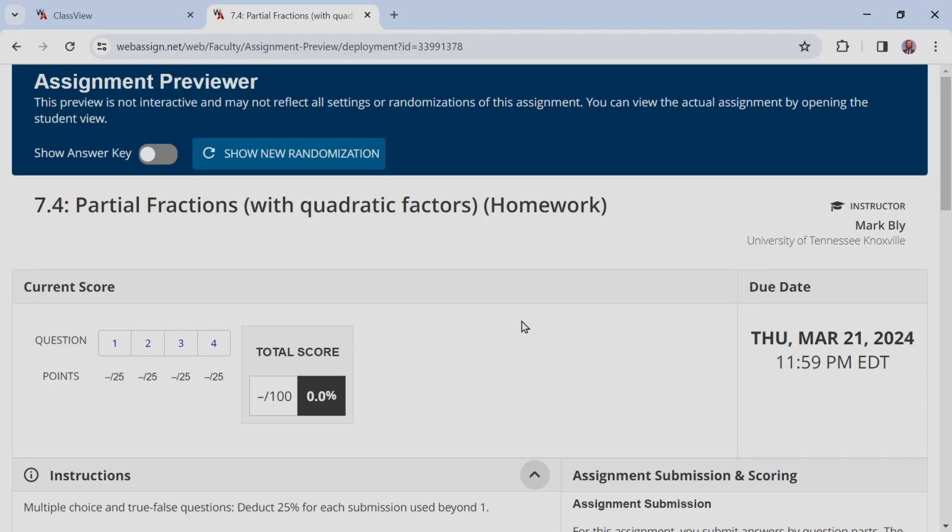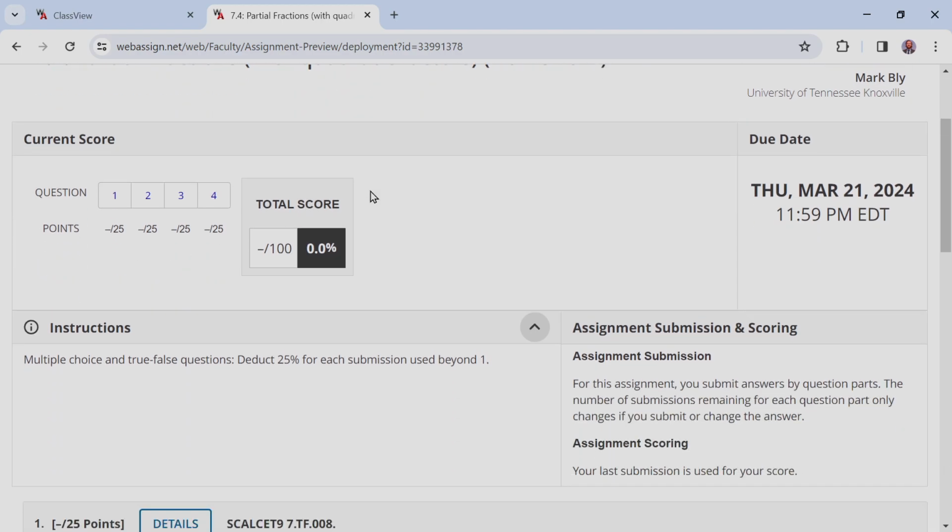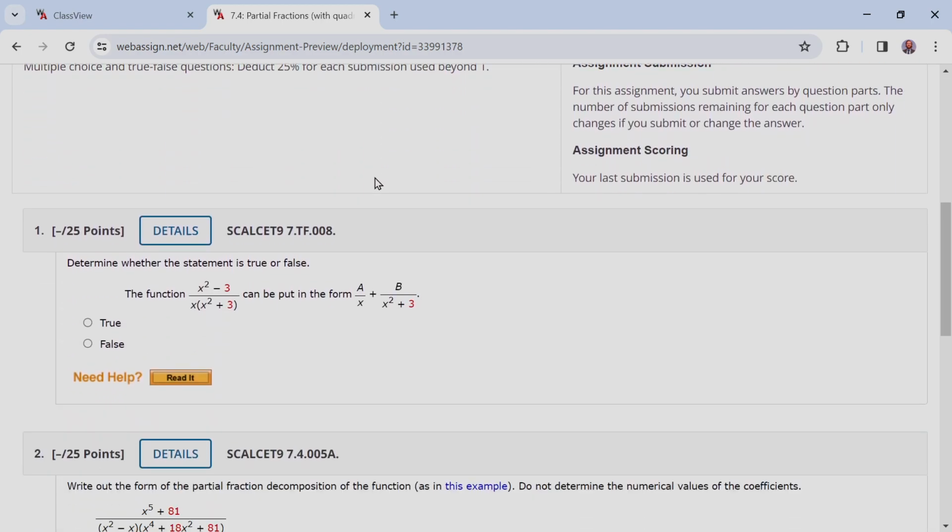All right, welcome to another discussion of our WebAssign homework. In this case, we're in section 7.2. We're looking at partial fractions with quadratic factors. So quadratic meaning degree 2. We're going to have degree 2 polynomials in the denominator that cannot be reduced further. Most of these are going to be in the form of x squared plus a squared. You need complex numbers to factor those.